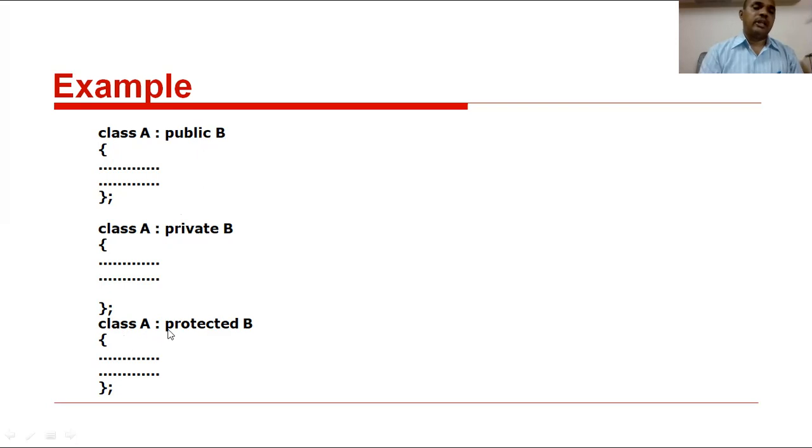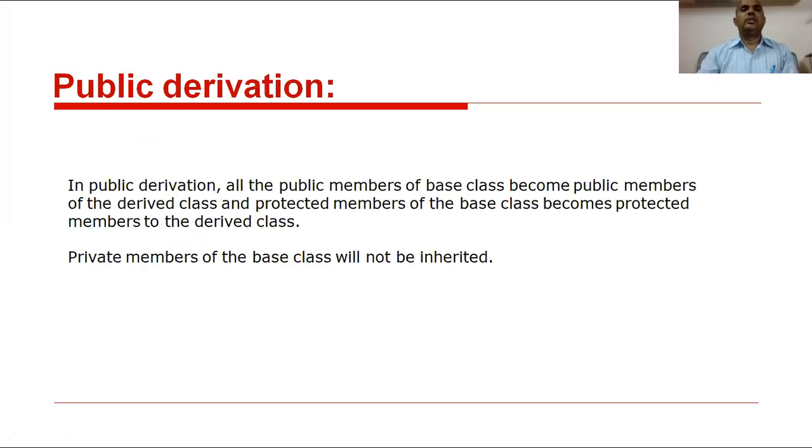Next, this is a derived class A. So this also derives the data from the B class with the protected mode. Clear all of you? Then these three are the examples of inheritance with the public, private and protected visibility modes. Then this is the public derivation. In public derivation, all the public members of the base class become public members of the derived class, and protected members of the base class become protected members of the derived class.